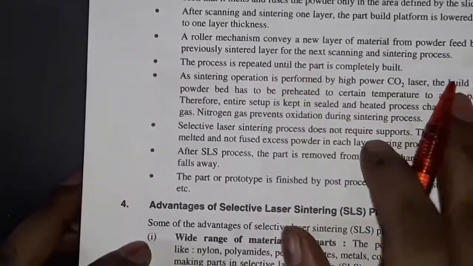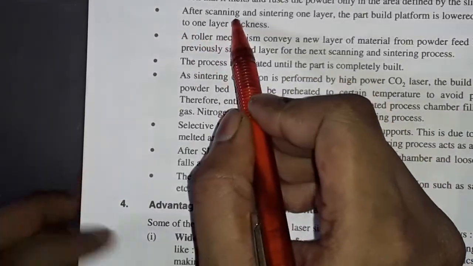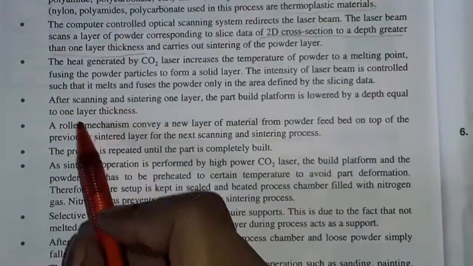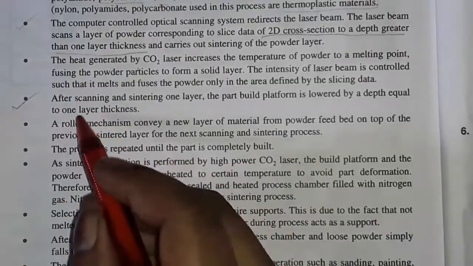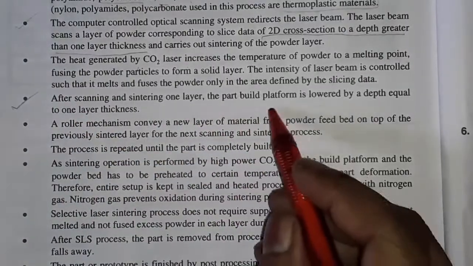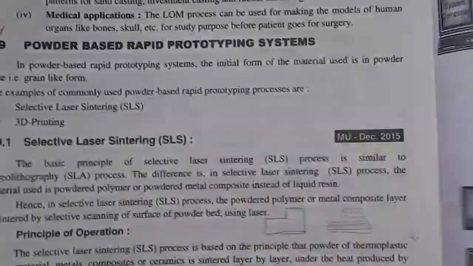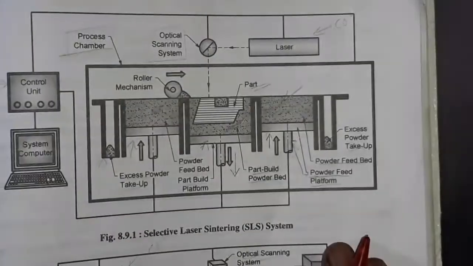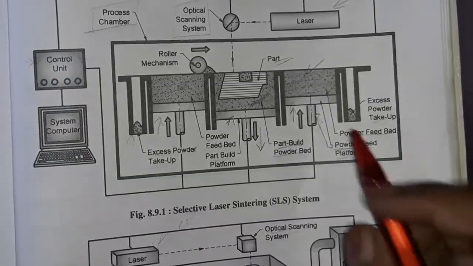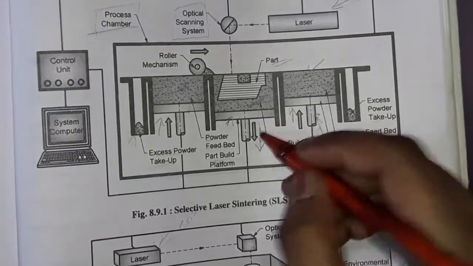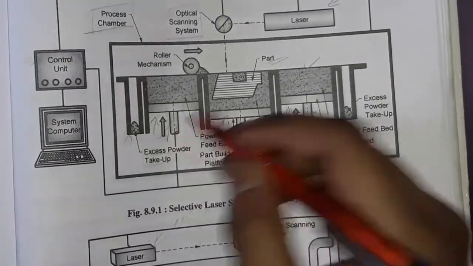Now friends, next, after scanning and sintering one layer, the part build platform is lowered by a depth equal to one layer thickness. Then after building the one layer, this platform goes down and this platform goes up.